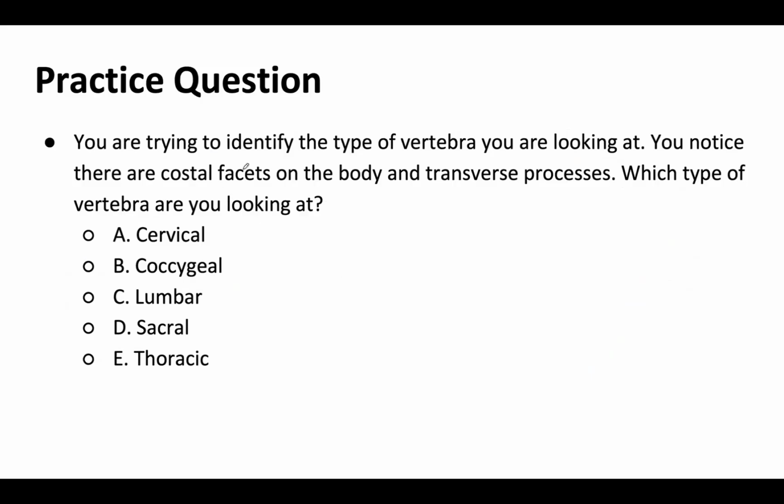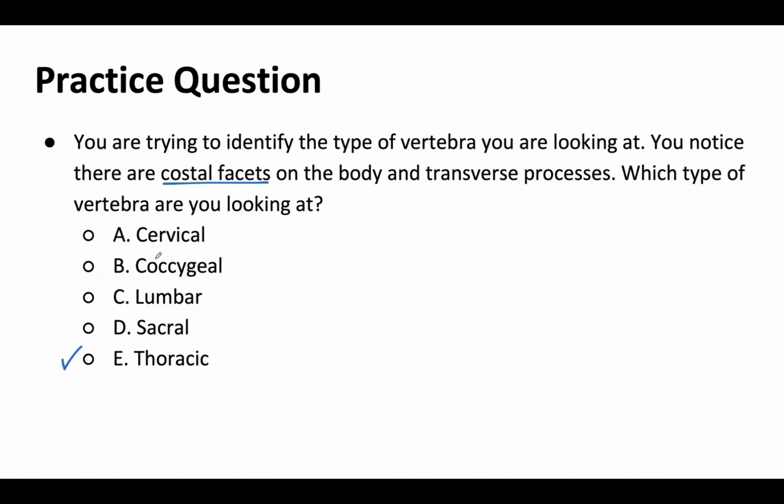So what we need to remember here, kind of a key in this stem, are the costal facets. Remember, they have to do with rib articulation. So which vertebrae articulate with the ribs? And hopefully you remember that it is the thoracic vertebrae that articulate with the ribs, and they have these costal facets. So that would be the correct answer.